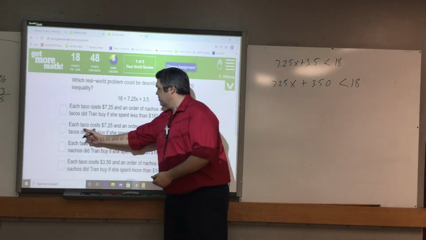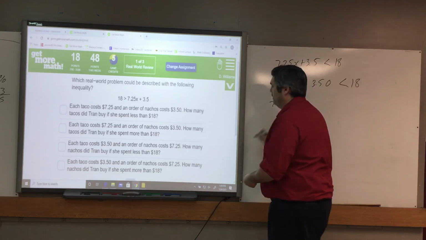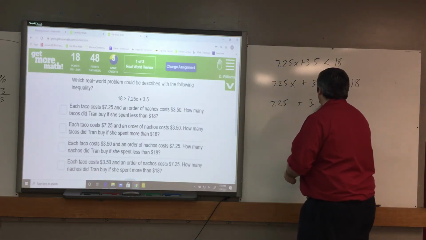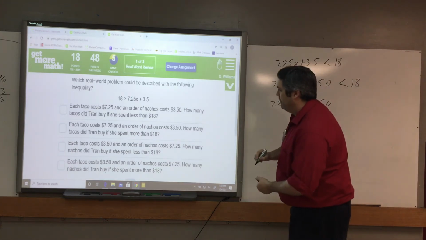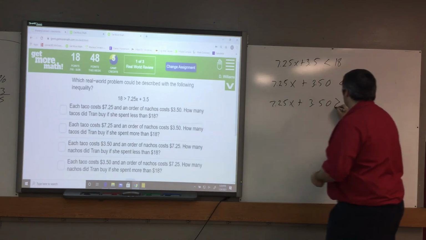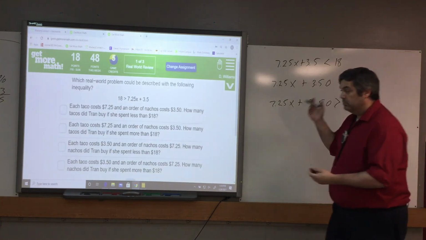Okay? Each taco costs $7.25, and an order of nachos costs $3.50. How many tacos did Tran buy if she spent more than? This is greater than 18. Okay, wrong inequality, doesn't work.